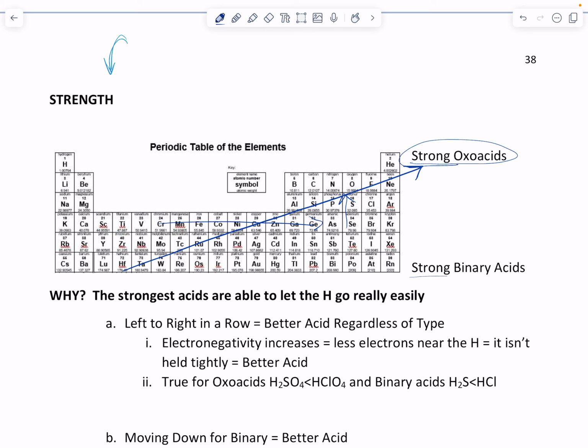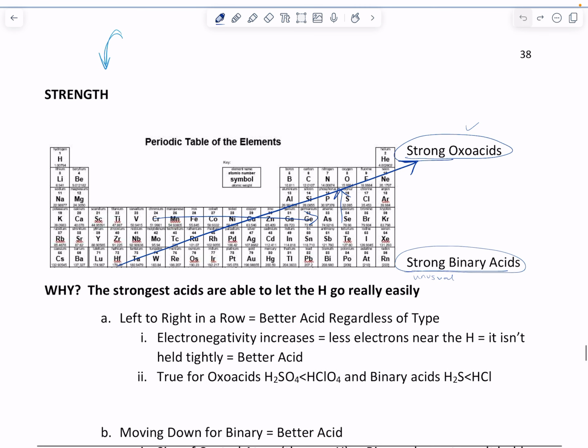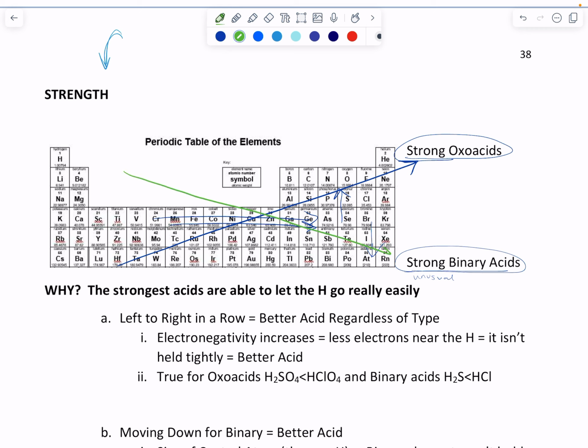The binary acids are strong on kind of the bottom right. This is an unusual spot on the periodic chart for something to be big or strong. It's usually like here or over here, but not so with the binaries. These ones still increase going across. They still go that direction, but these ones increase going down. So the overall trend for those ones is to go in that direction.